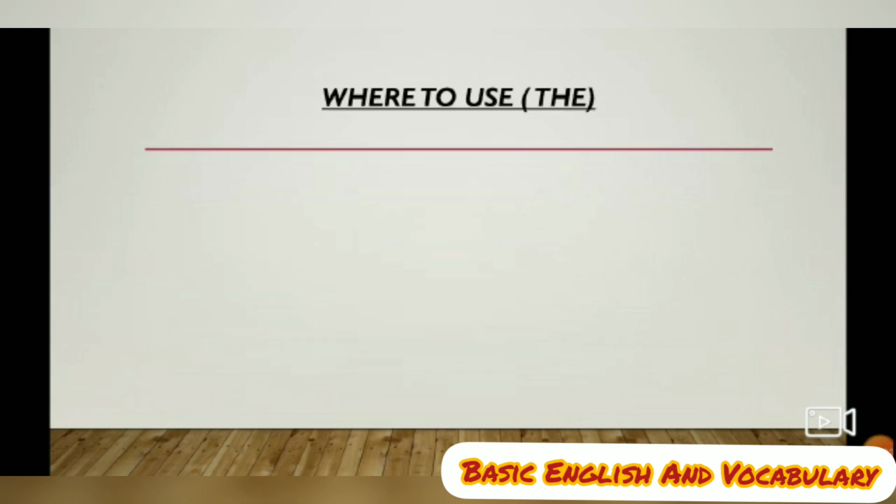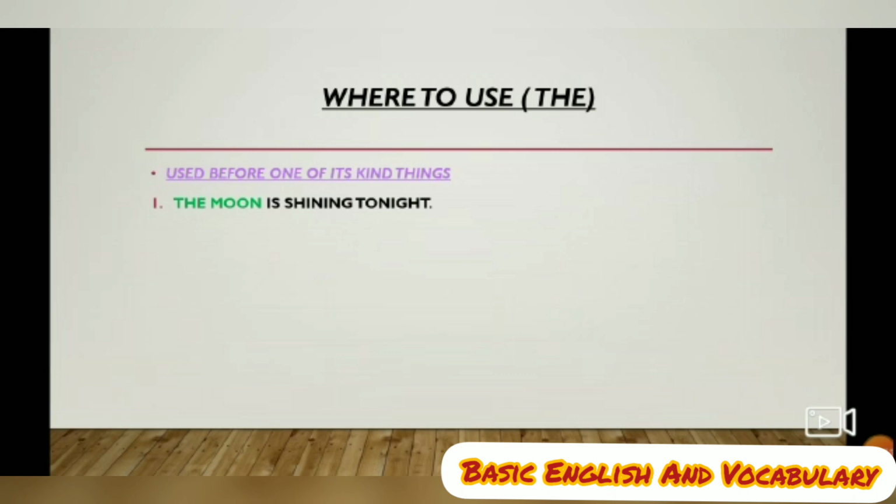So, where to use the? The first point is use before one of its kind things. Kind things mean unique things, which are unique in nature or universe. So, let's see the examples. The moon is shining tonight. Here you can see we use the before the moon because moon is the only one in the universe. And the next is the earth is revolving around the sun. Here you can see we use the before earth and sun.